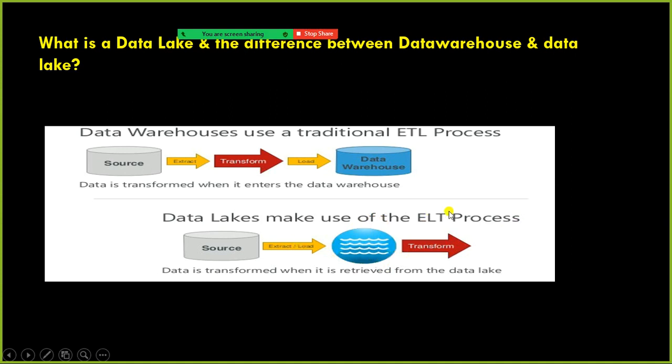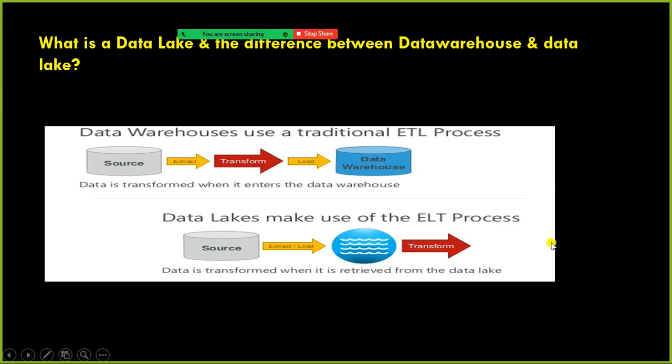Okay, so we call it ELT: extract, load and transform. Once you load it, your data is available here, the mirror of the source. Then you can do transformation and store it to the data warehouse, or you can source this data to other applications that require the raw data. So that is the difference between these two at a high level.